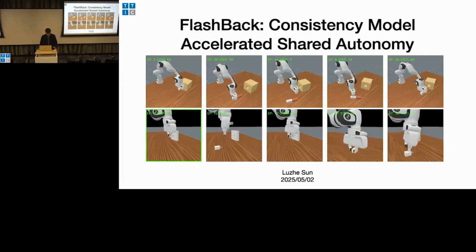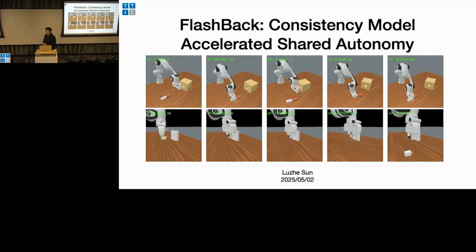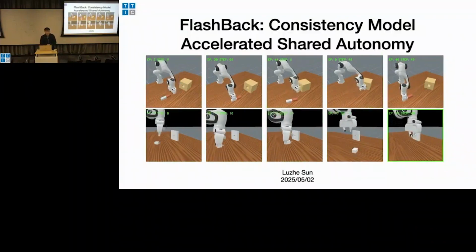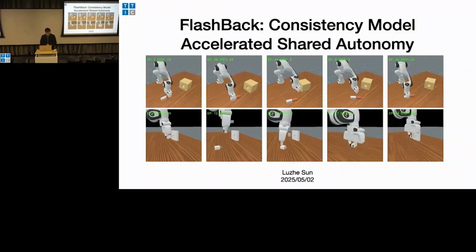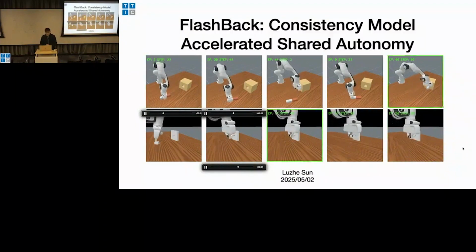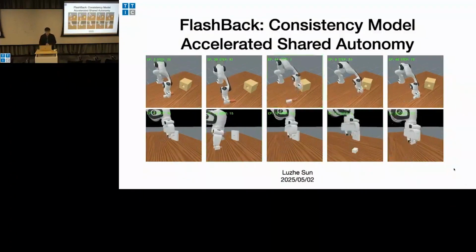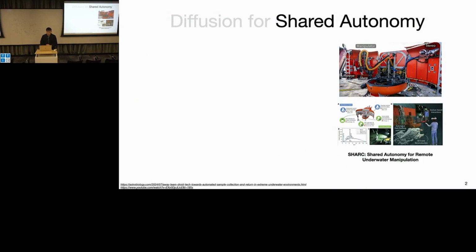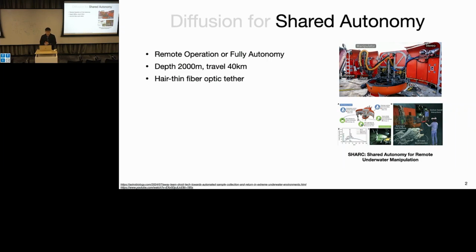Hello everyone, today I'm going to talk about my recent work, Flashback, consistent model of accelerated shared autonomy. Below are two images. First is for the packet insertion, the second is for the charging insertion. And first, what is shared autonomy? Look at the big vehicle on the right. It's an underwater ocean exploring machine. You can operate it by remote teleoperation or fully autonomously. It can travel at the depth of 2,000 meters, 40 kilometers per day, and connect the signal by a hair-thin fiber.